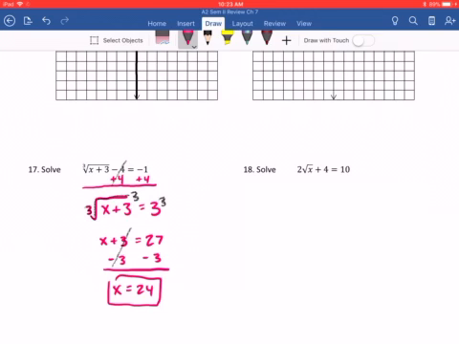Just a hint here, this 2 is 2 times the square root of x. So your first step is going to be to subtract that 4 over, then divide by 2. So you'll be left with the square root of x equals 3. And then you can square both sides to get that x by itself. So just be careful with 18, that one's a little tricky.